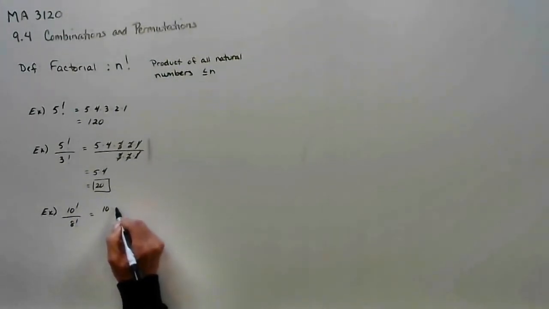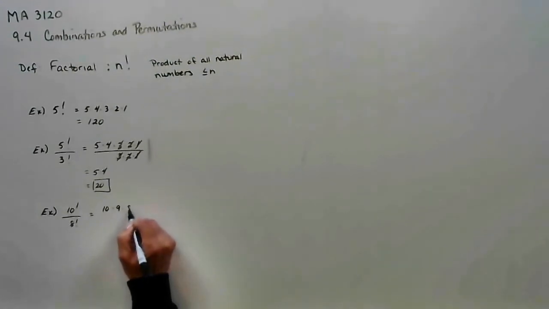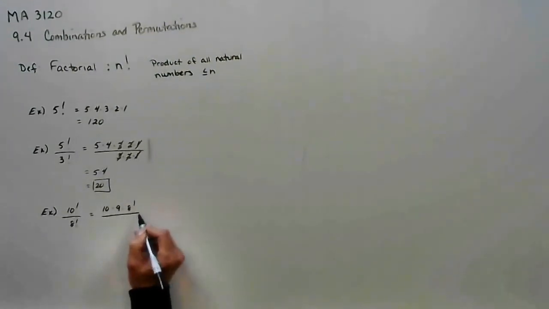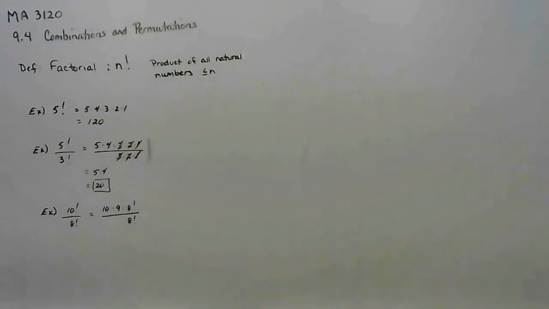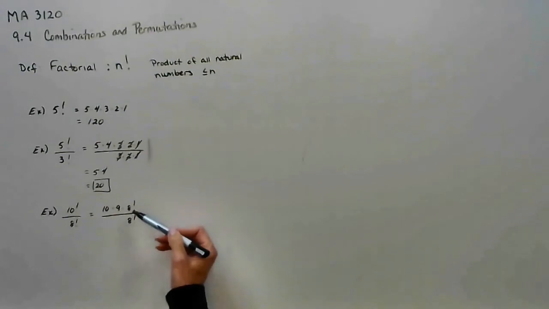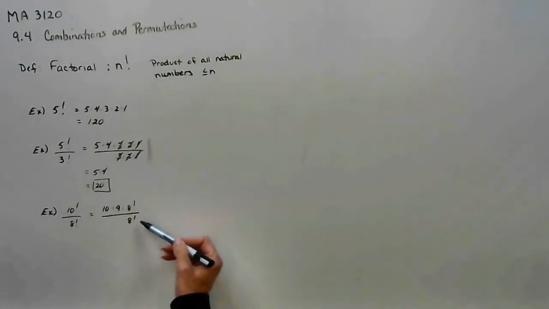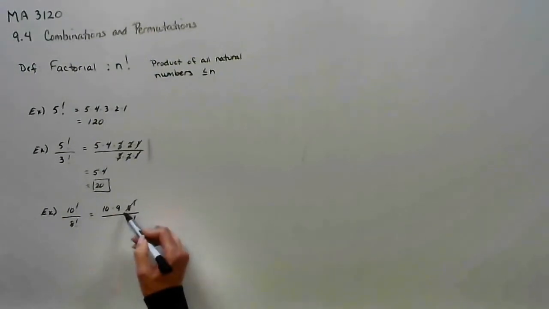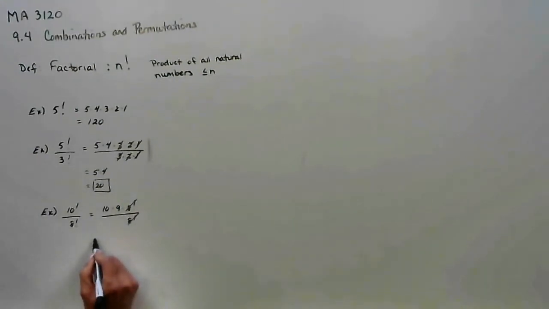This is the same as 10 times 9 times 8 factorial over 8 factorial. So I don't have to expand it all the way down to 1 unless it's easier for you to do that. And then now 8, 7, 6, 5, 4, 3, 2, 1 and the product of 8, 7, 6, 5, 4, 3, 2, 1, those are all going to reduce. And so this would end up with 90.